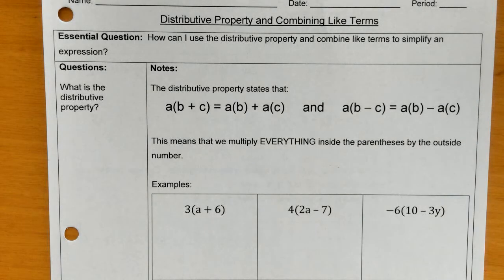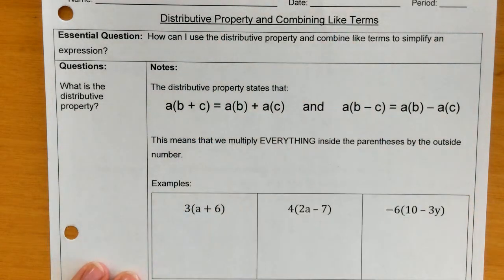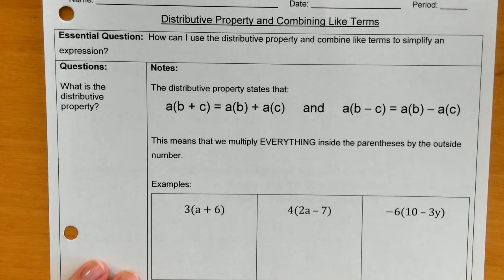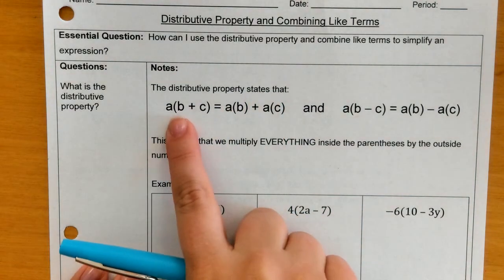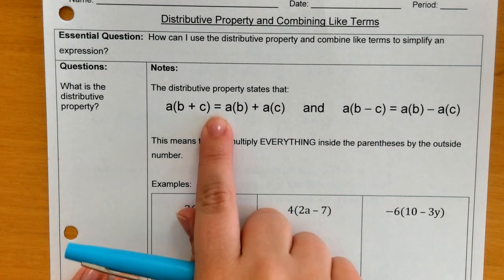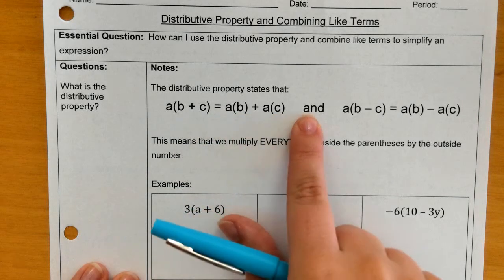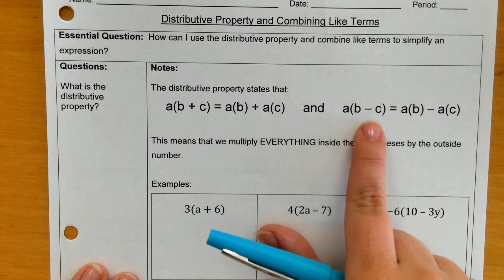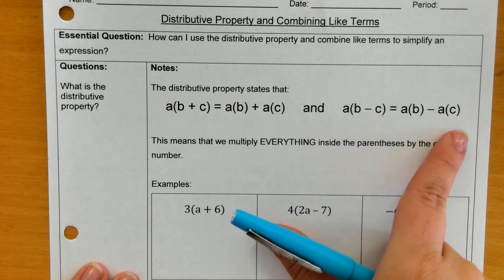So in this note sheet, we're looking at how we can simplify an expression using the distributive property and combining like terms. So the first thing that you need to know is what the distributive property is. And the distributive property states that A times (B plus C) equals A times B plus A times C. And A times (B minus C) equals A times B minus A times C.